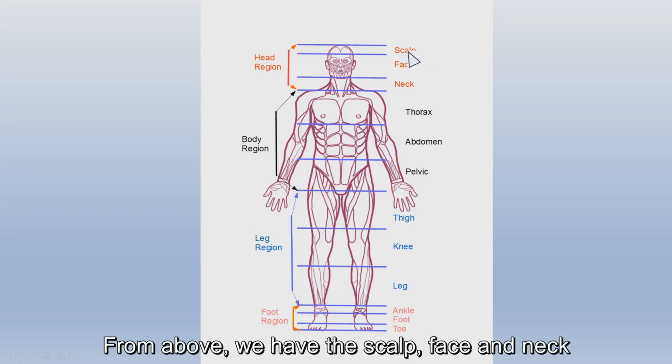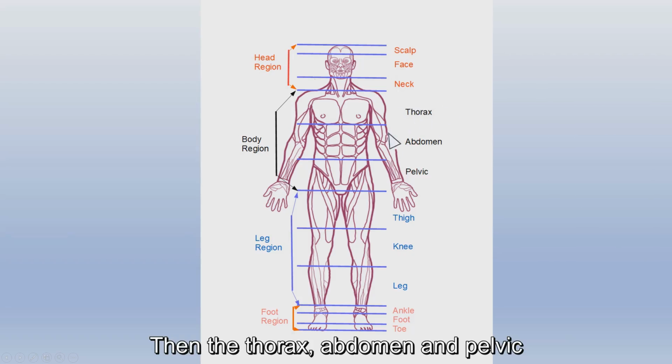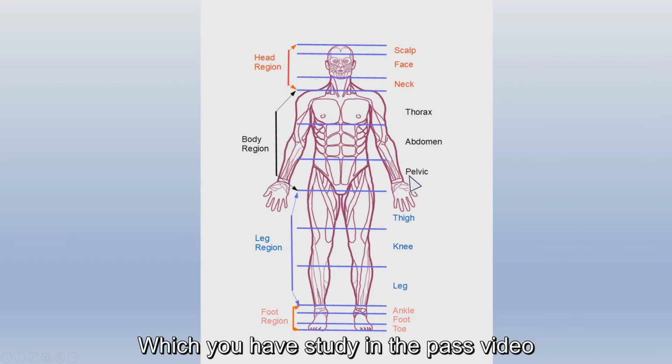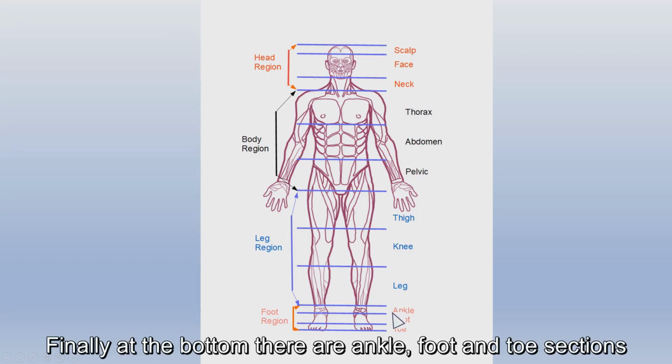From above, we have the scalp, face and neck. Scalp is the brain area. Anything to do with the brain is reflected here. Then the thorax, abdomen and pelvic, which you have studied in the past video. Lower down is the thigh, knee and leg section. Finally, at the bottom, there are the ankle, foot and toe sections.